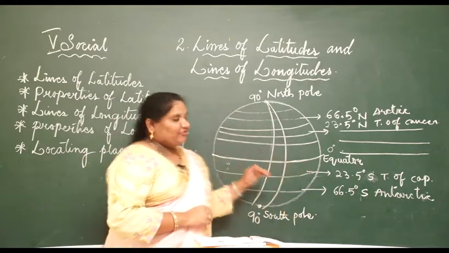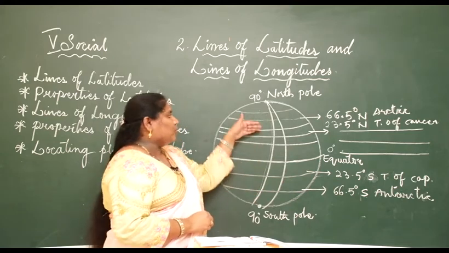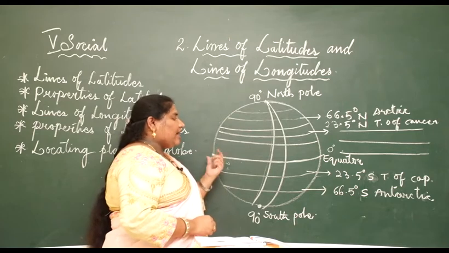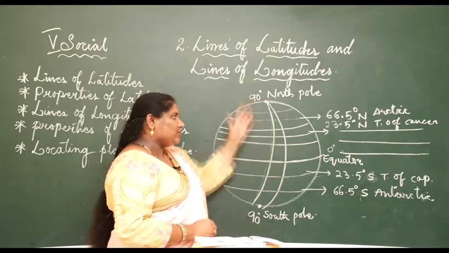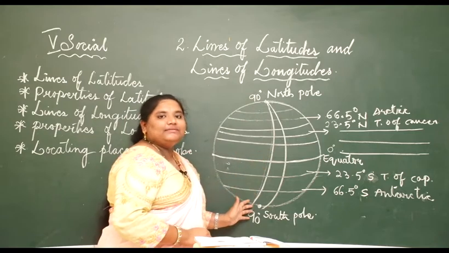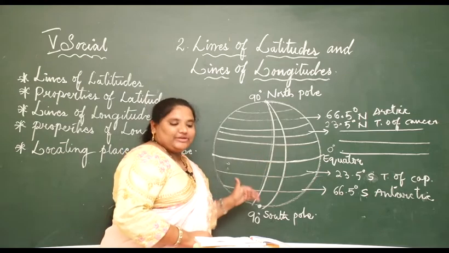So the length of the parallel decreases as we go towards the poles. The length here, when compared to the equator, decreases as we go towards the northern part, or as we come down towards the southern part. The length of the latitudes decreases.